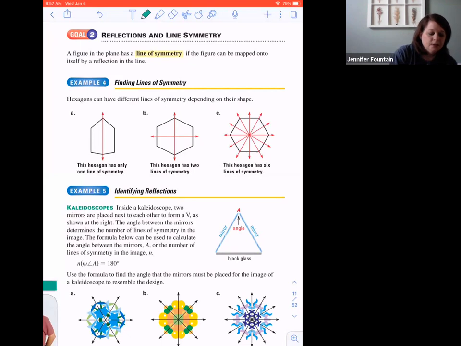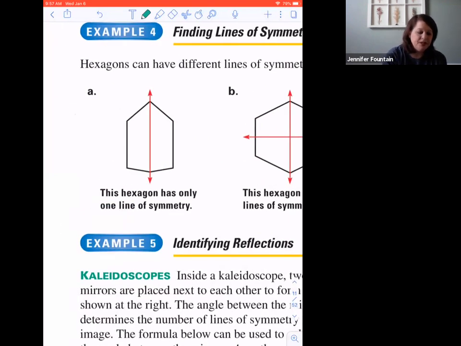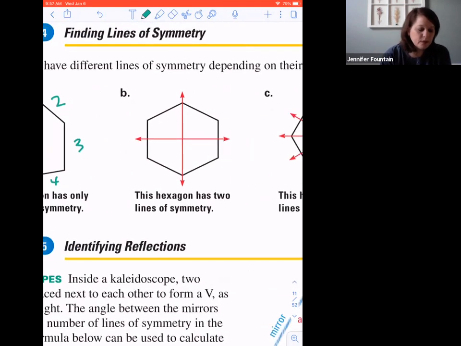Letter A, I have a 6-sided figure: 1, 2, 3, 4, 5, 6. But the only line of symmetry that I can see here is going from top to bottom. I can see that everything is exactly the same on the left side of my line of symmetry, or line of reflection, as it is on the right-hand side. Look at letter B. Again, I could not put a line of symmetry here because this is not exactly the same. What we notice here is that I've got angle differences. If I were to draw a line of symmetry there, my angles do not match up. My lengths may, but my angles do not.